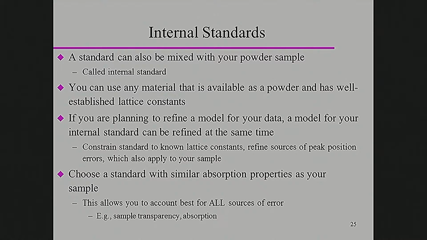Okay? Now, if you're planning to do Rietveld refinement of your data, you can simply refine another phase for your standard, okay? And you can constrain any types of errors to be identical for your standard and your sample. If you're on a lab diffractometer and you might have a height error, it should be the same, right? It's for the sample, not for a phase. If there's a zero-point error on any diffractometer, it will be the same for any of your phases in your sample. So your standard, because you know what the lattice constants are, allows you to refine errors in your data and then apply them to all of the phases that are present in your sample. Okay, does that make sense?